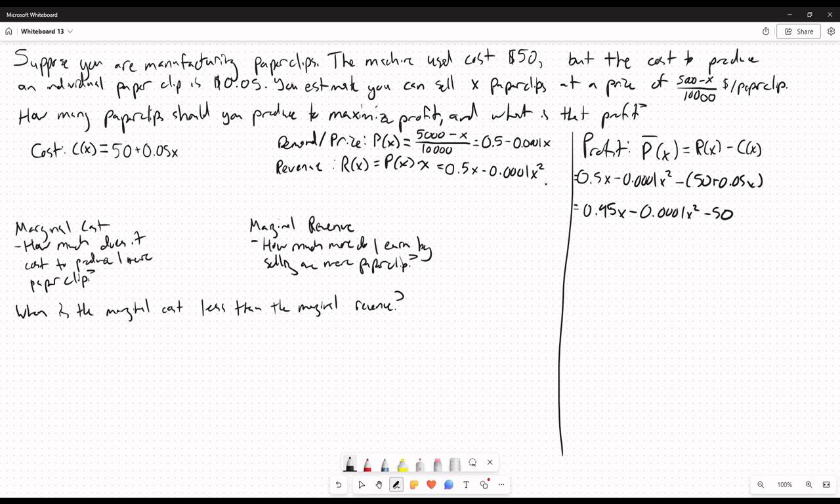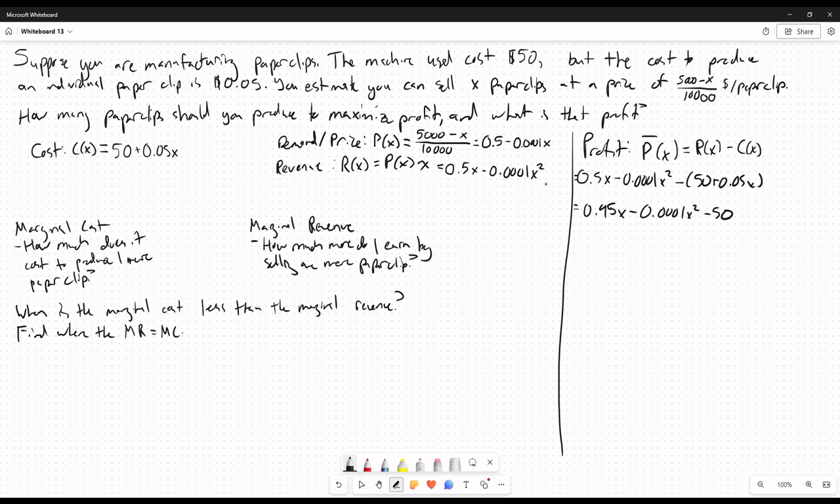So we want to find where the marginal revenue equals the marginal cost. Because as long as we're producing up to that number, then marginal revenue is greater than marginal cost. But as soon as we start selling more than that, then marginal revenue is less than marginal cost.